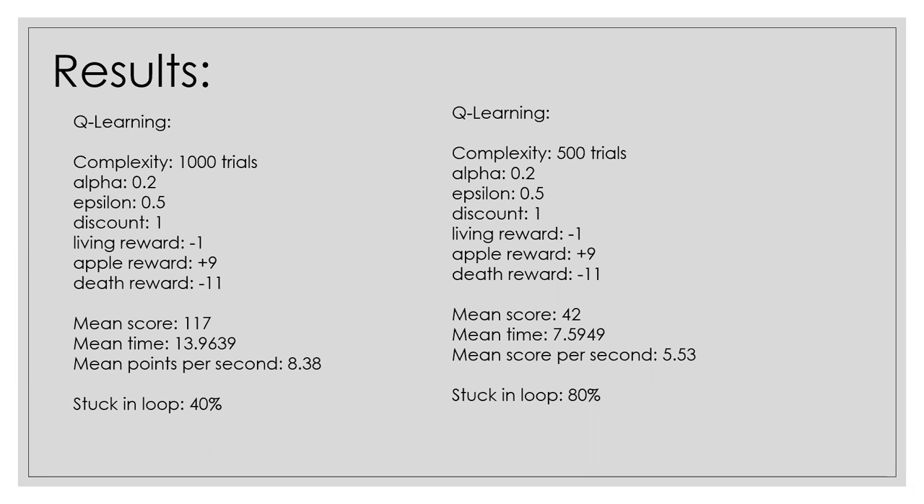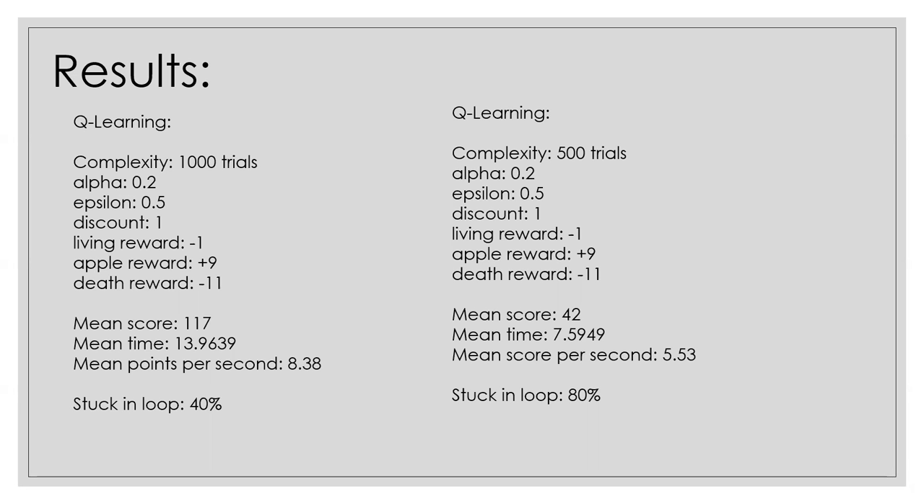The best results I found, and what I used as my baseline for trying out different values for alpha, epsilon, the complexity, the discount and the rewards, ended up being 1,000 trials with an alpha of 0.2, an epsilon of 0.5, and a discount of 1. It had a living reward of -1, an apple reward of +9, and a death reward of -11.